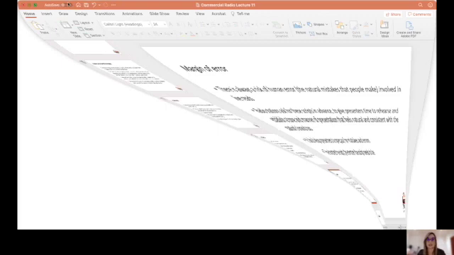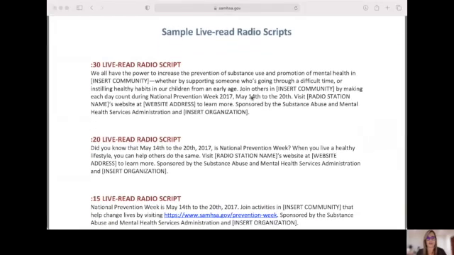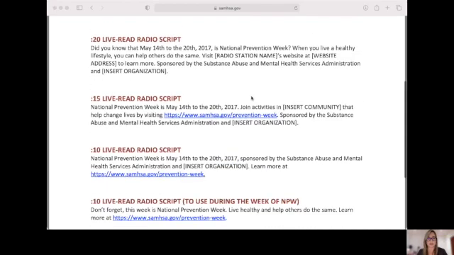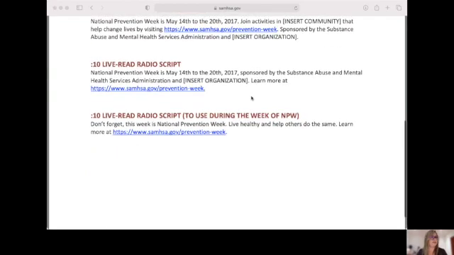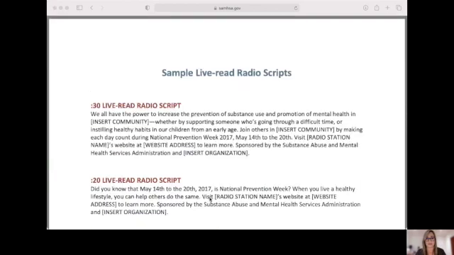So let's quickly have a look at a few live reads. So what we have here is a 30-second live read script, a 20-second live read script, then a 15-second one, a 10-second, and a 10-second. You'll see there are 2 different 10 seconds because this last one should only be used during the week of this event.